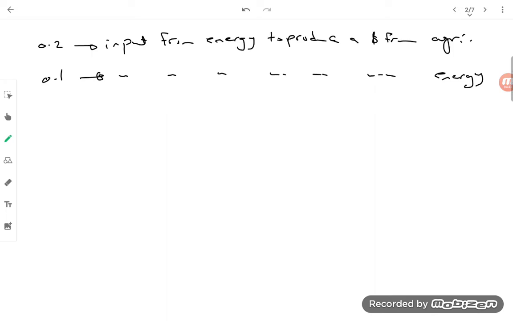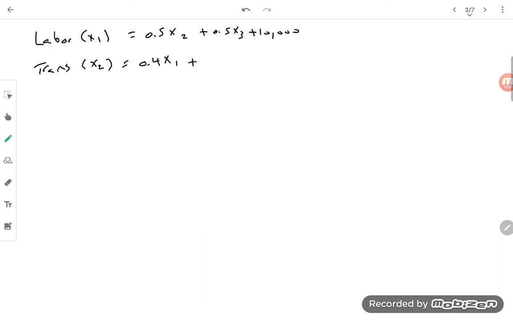Another example. Let's assume that labor, which is x1, equals 0.5x2 plus 0.5x3 plus 10 thousandths. And transportation, for example, which is x2, and finally food, which is x3.